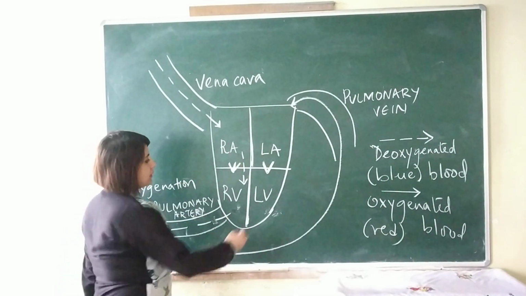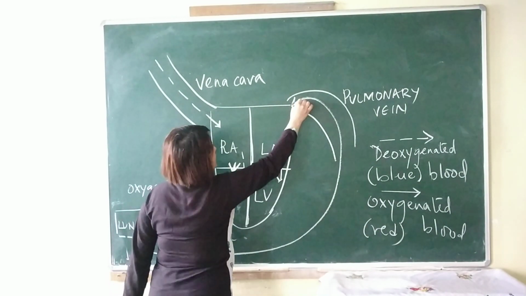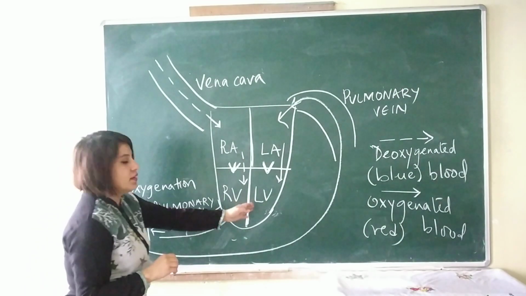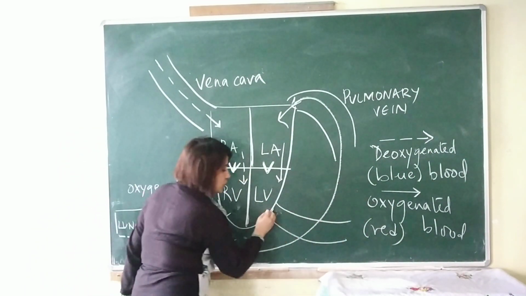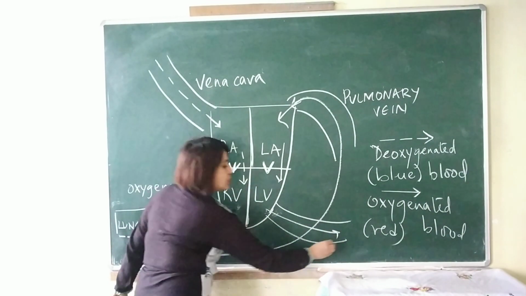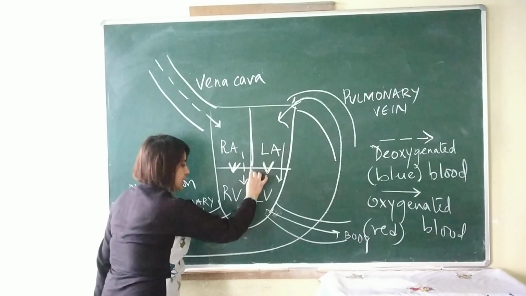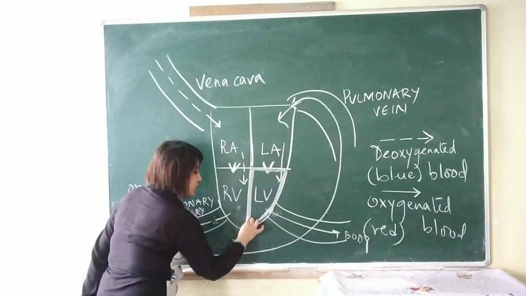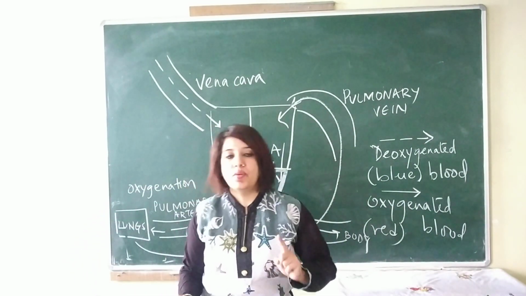So the pulmonary vein is the only vein which carries oxygenated blood. From the left auricle, now the oxygenated blood enters the left ventricle. Now from the left ventricle, the oxygenated blood is sent to the different parts of our body. Remember, we had done that the left ventricle has very thick walls because it has to pump blood to the various parts of the body.